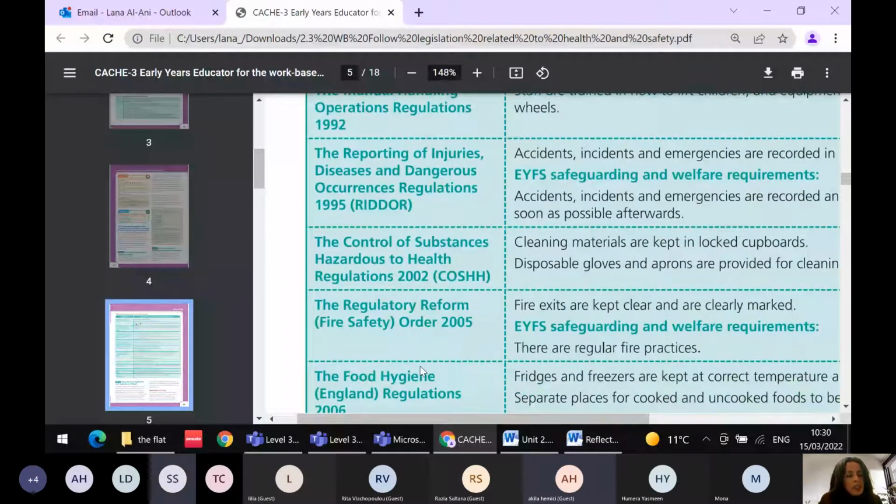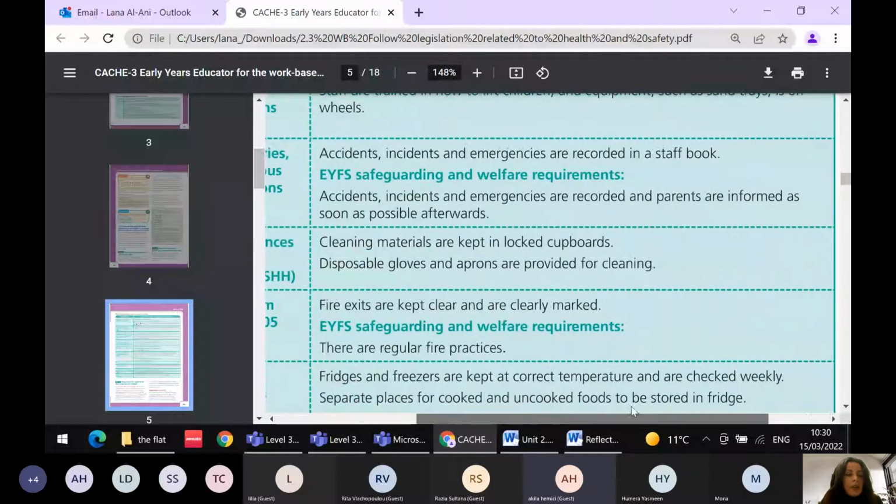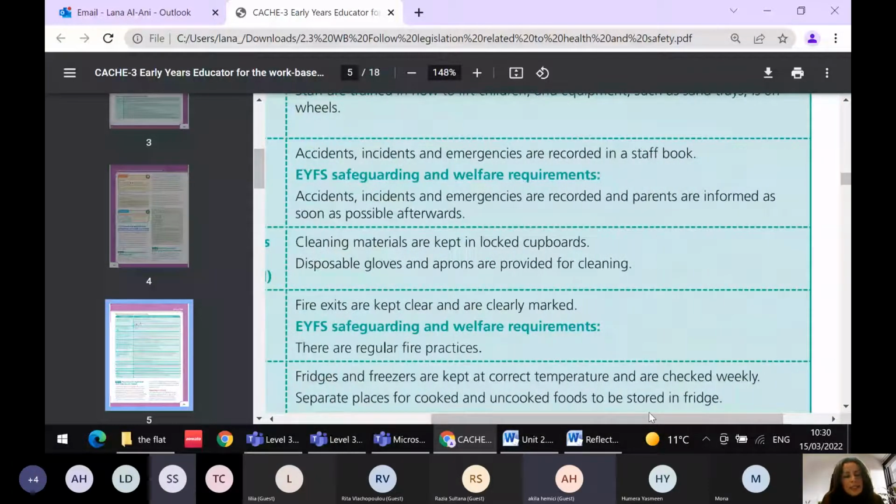Third one is Reporting of Injuries, Diseases and Dangerous Occurrences Regulations 1995. What is it all about? It's all about incidents, any emergencies. If we take any children to the hospital, if we take one of the staff to the hospital, everything happening in the nursery, which you count as accident or incident or emergency or even a disease, if any disease has happened, we need to make sure we always report it. We need, first of all, to record it in a staff book and also to report it.